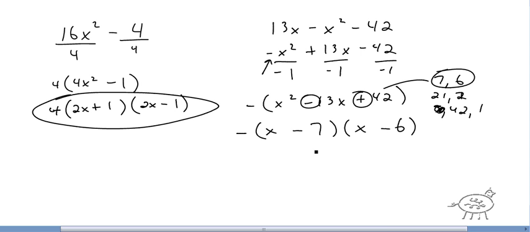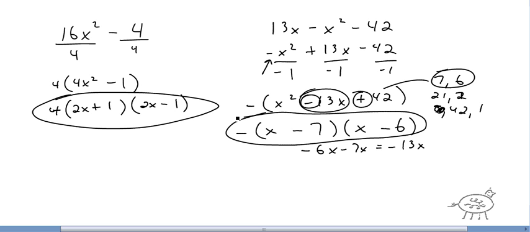And if I check it, outside inside, minus 6x minus 7x is negative 13x. That's it. Beautiful. So my answer is right here. Negative parenthesis x minus 7 times x minus 6. Okay. Let's try a few more here.